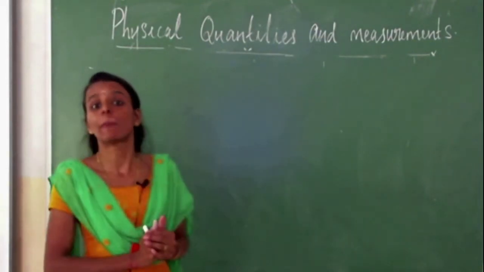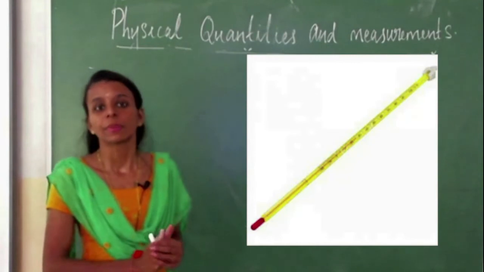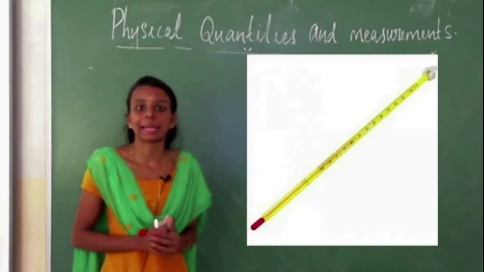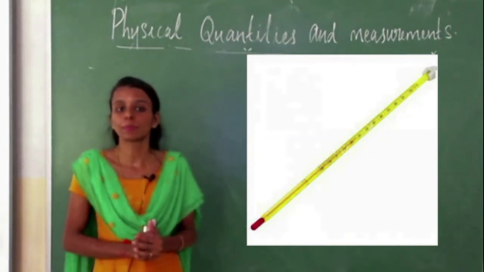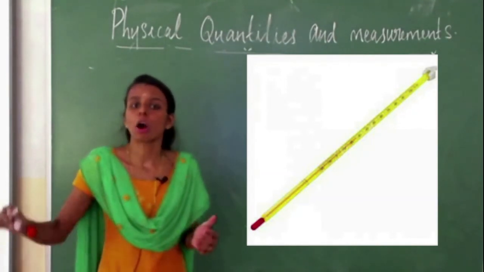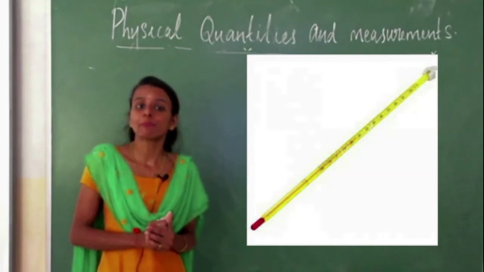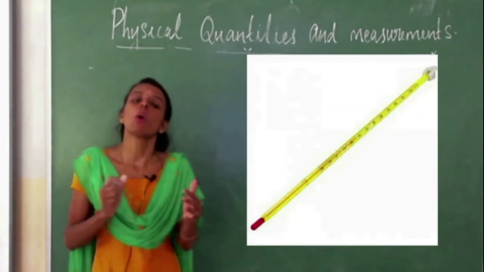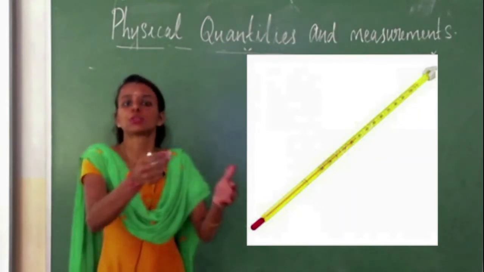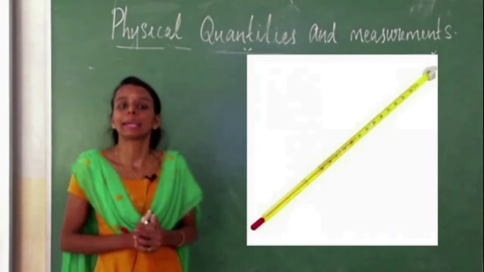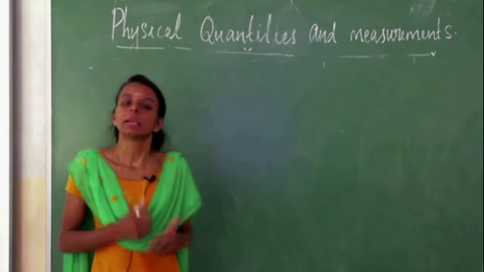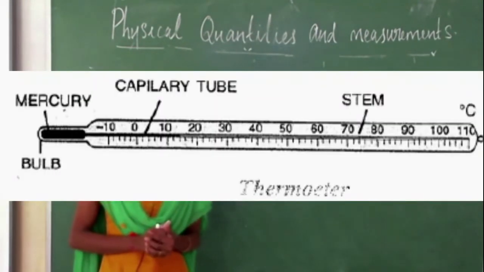You can see the picture of the laboratory thermometer here. This is the laboratory thermometer. This laboratory thermometer contains a glass capillary tube with a bulb. The bulb is filled with mercury and it contains a long stem. The stem contains the markings from minus 10 degrees Celsius to 110 degrees Celsius. If we keep this bulb in boiling water, it shows 100 degrees Celsius. If you keep the bulb in melted ice, it shows 0 degrees Celsius.